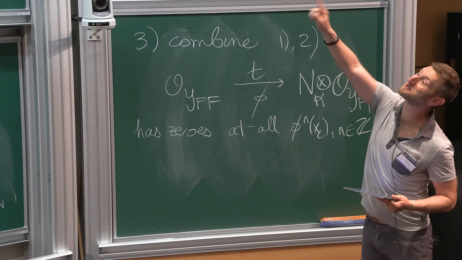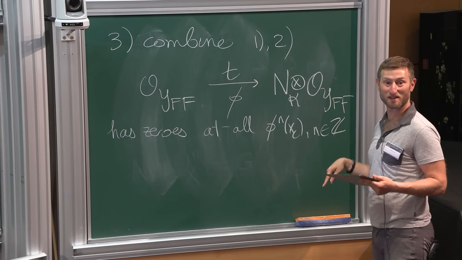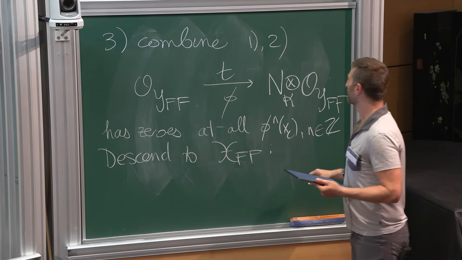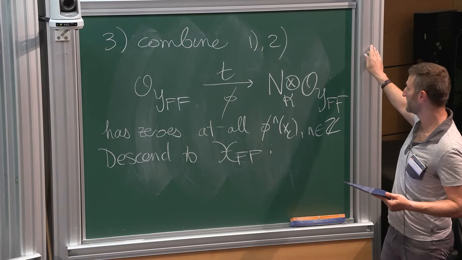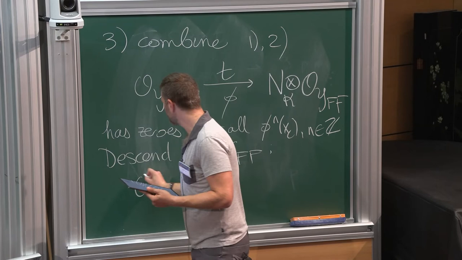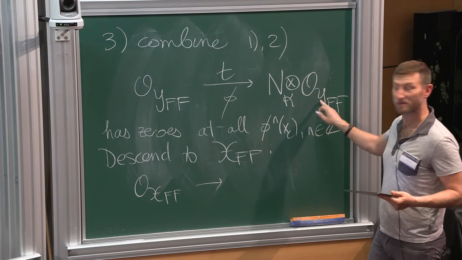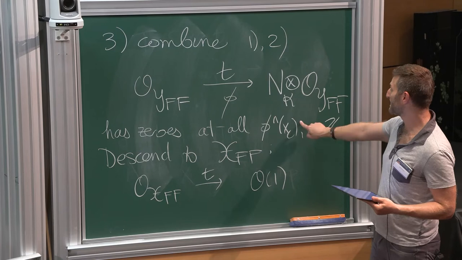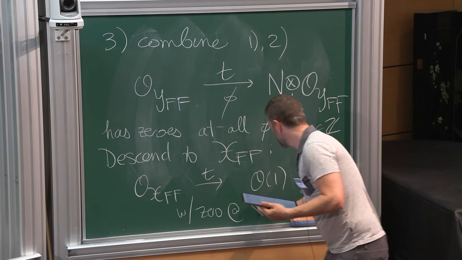You take this stuff and descend it to the Fargues-Fontaine curve below, X_FF. So this was a map of phi-modules defined on all of Y_FF, but it has zeros at every translate of XC. So the result of descending this is you get a map from O_XFF. The descent of this was what I had called O(1) before. And I'll still label it as multiplication by T, but it has a single zero at this orbit. Maybe I'm abusing notation here, but I'll call the same point XC, which lives down below.